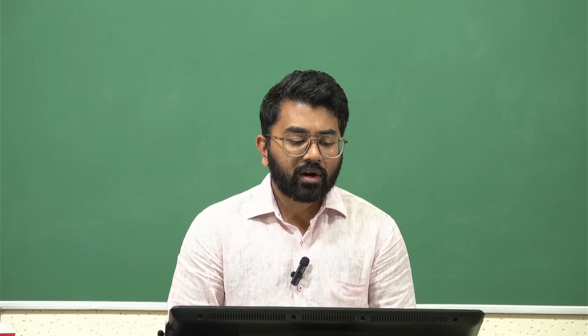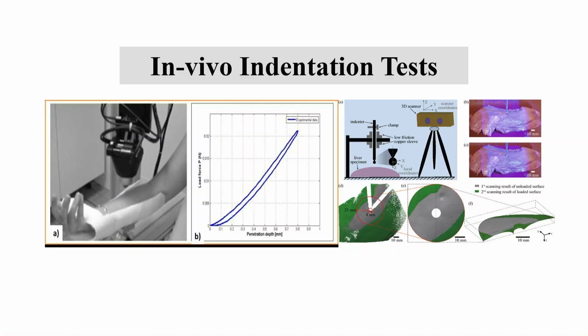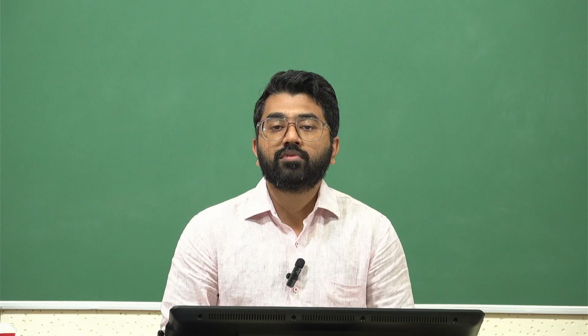All right, so the first type of tests, which are considered to be fairly reliable in the world of mechanical characterization, is in vivo tests. In vivo specifically means when you are doing something on a live system, as in a live animal model or a live human model, where you're doing certain types of testing.